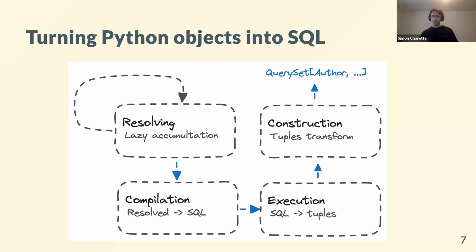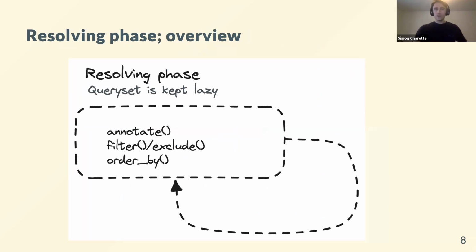The first phase is the resolving phase, followed by the compilation phase. What is actually compiled then gets passed and executed against the server, and then it's constructed back into model instances. So let's start by looking at the resolving phase.